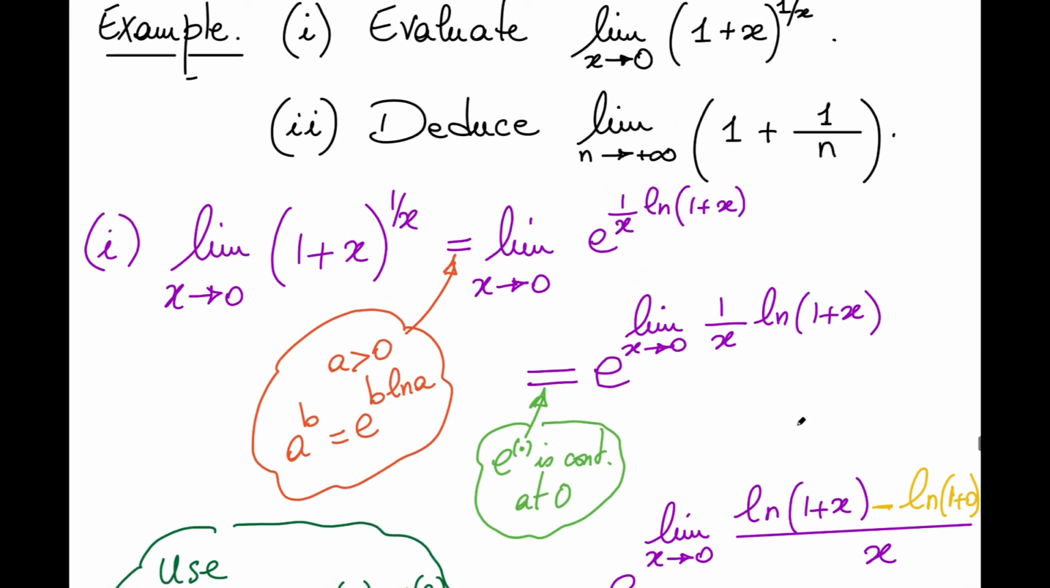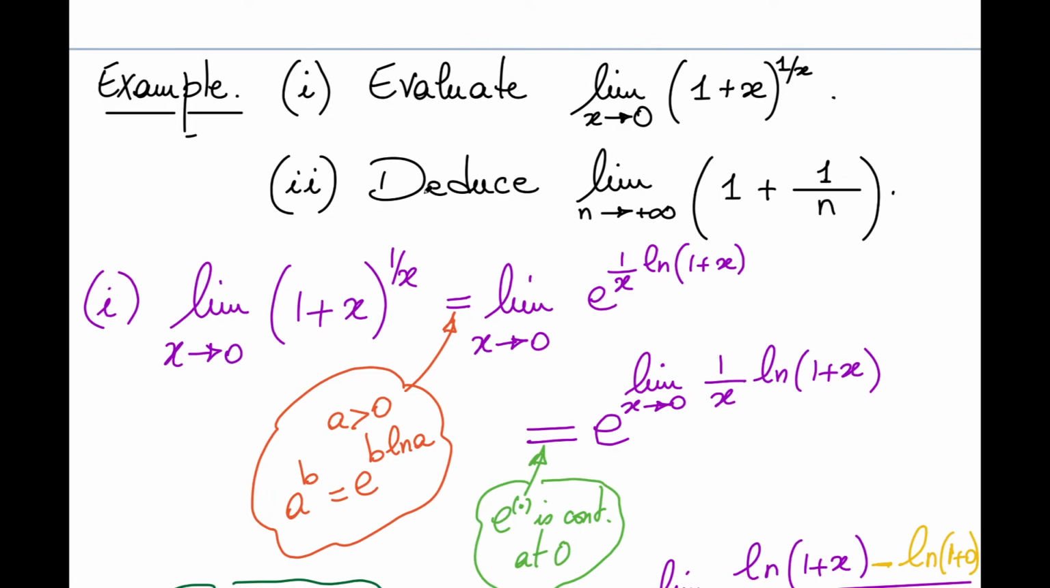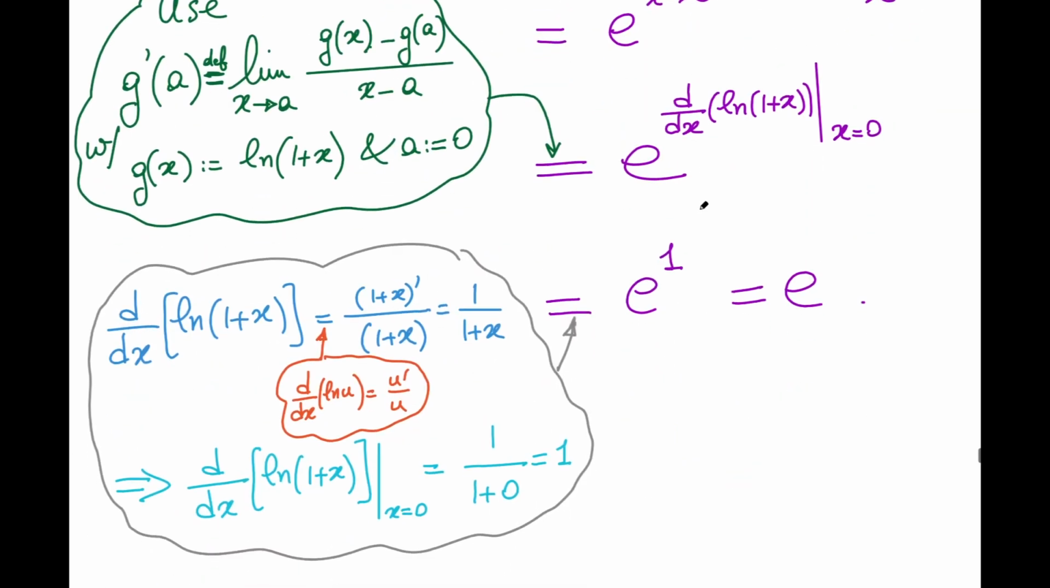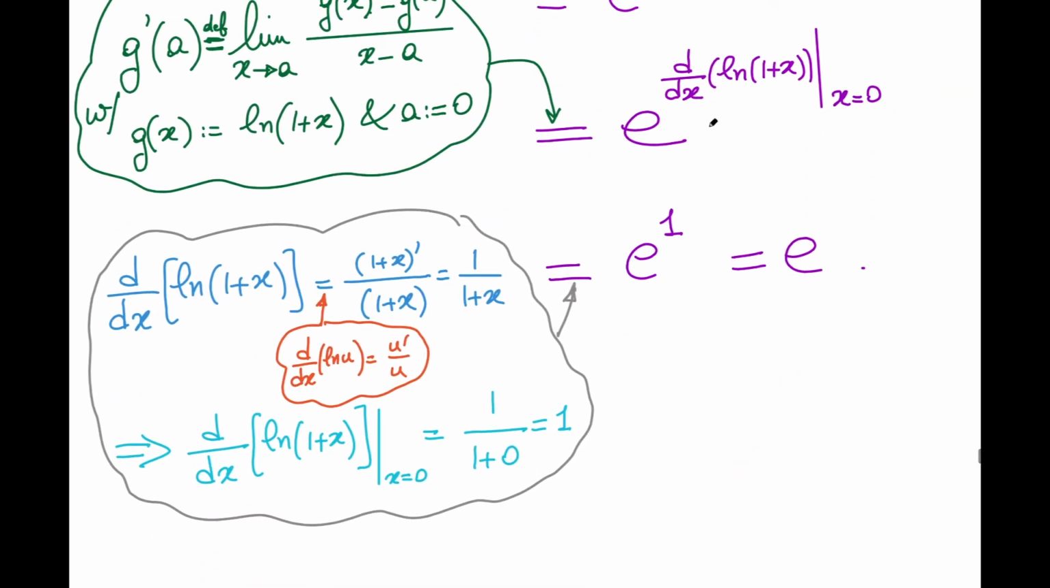Now for the second part, we need to deduce the limit as n goes to plus infinity of this quantity, 1 plus 1 over n, and I'm missing an n. Let me just fix it. Based on this part, we need to find that limit. Let me just cram it here in this corner.